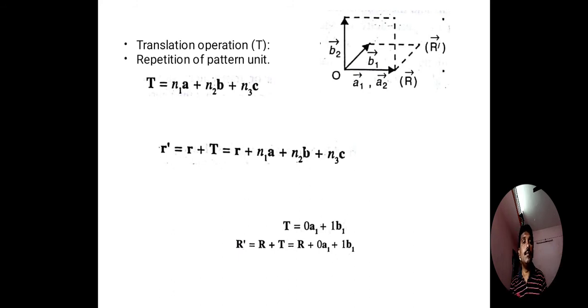And here T, with capital T, is given as T equals n1a plus n2b plus n3c. Here A, B, C are your vectors.